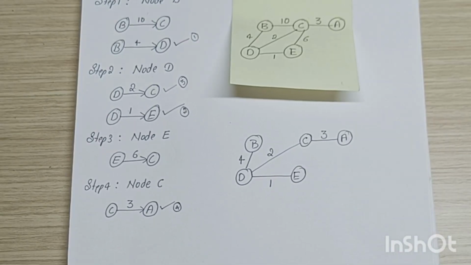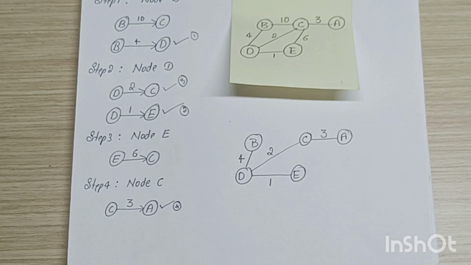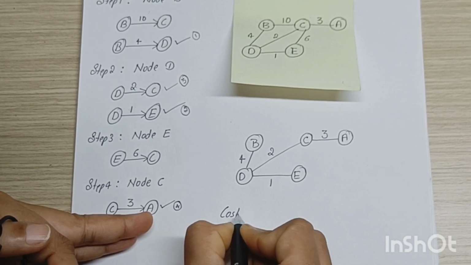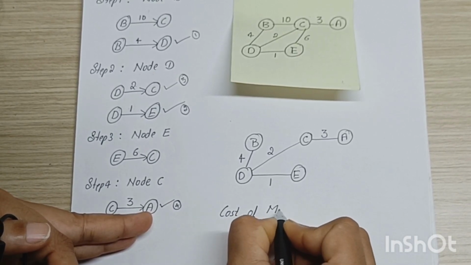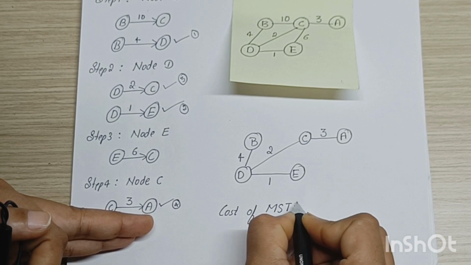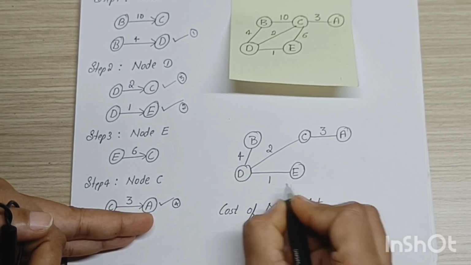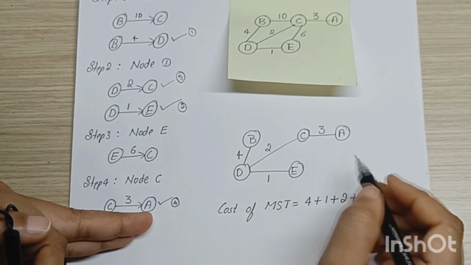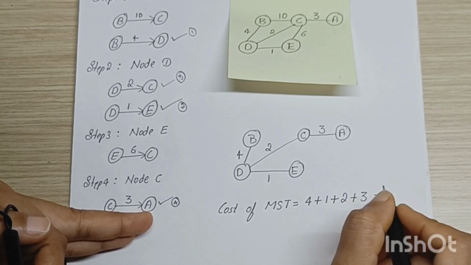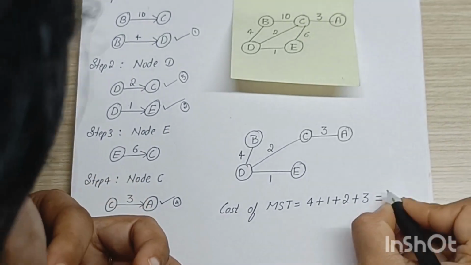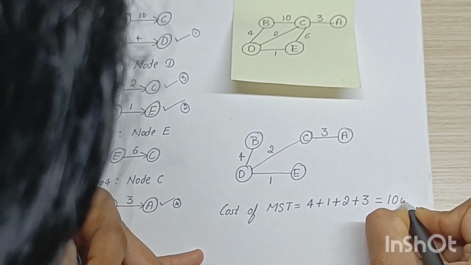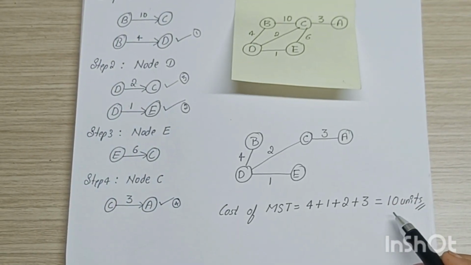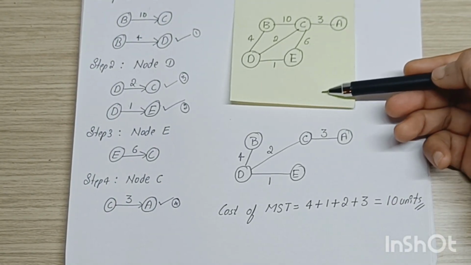Now, in the final step, we are going to write the cost of the minimum spanning tree. The cost of the minimum spanning tree is equal to 4 plus 1 plus 2 plus 3. The total is 10 units. So this is the minimum spanning cost of the given graph.